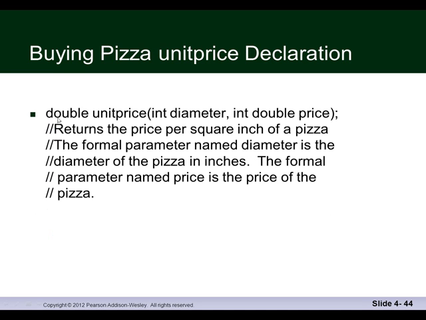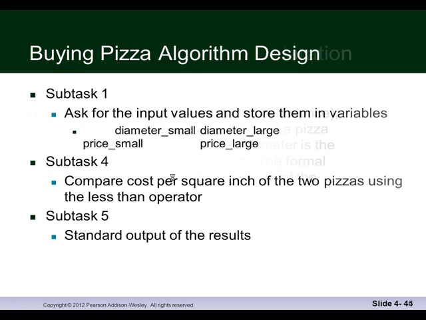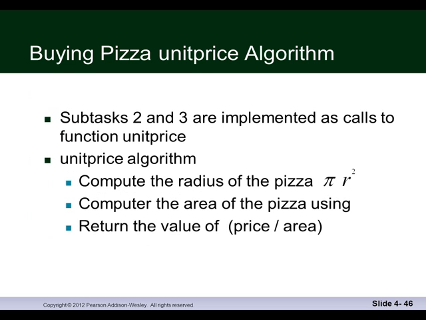So once again, we're going to put the declaration for the unit price. We're going to have the int and int. We're going to explain in detail what this is doing. So we have subtasks 2 and 3. What do we need to do for that? We need to compute the radius of the pizza. This is called pseudocode. We are writing something in that manner, or at least in English. What is it that we want to do? We're going to take it and make it pseudocode, and then we're going to create the code out of that.